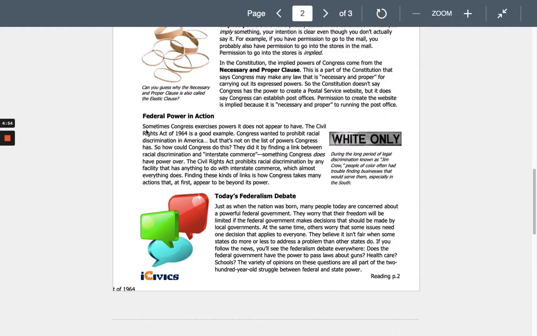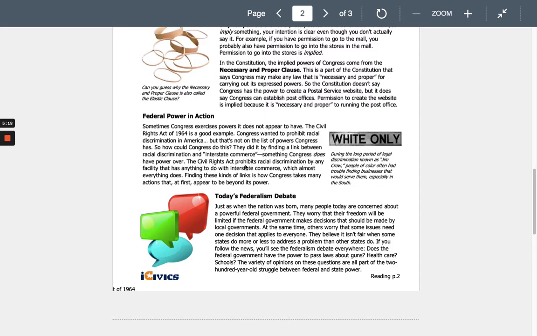Sometimes Congress exercises power it does not appear to have. The Civil Rights Act of 1964 is a good example. Congress wanted to prohibit racial discrimination in America, but that's not on the list of powers Congress has. So, how could Congress do this? They did it by finding a link between racial discrimination and interstate commerce, something Congress does have power over.